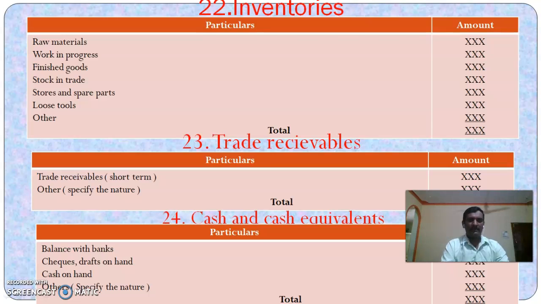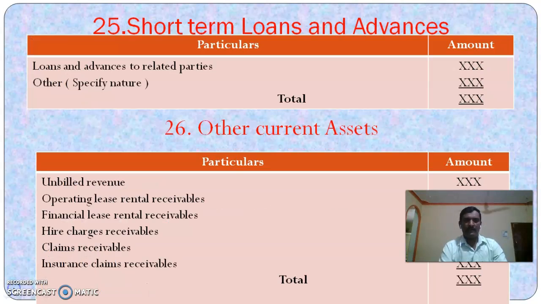And under inventories, we have items like raw materials, work in progress, finished goods, stock in trade, stores and spare parts, loose tools, and others also. And in trade receivables, we usually have items like bills receivable and debtors. And with cash and cash equivalents, we have items like balance with banks, cheques and drafts on hand, cash in hand, and others, if any, to be specified with the nature. If there are any short-term loans and advances, they are to be taken under a separate note and recorded under the head current assets of the balance sheet.